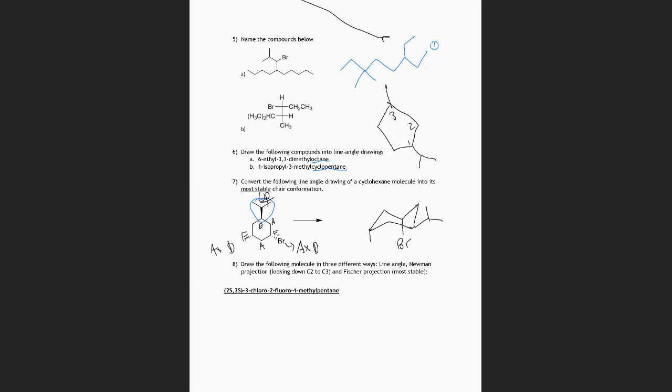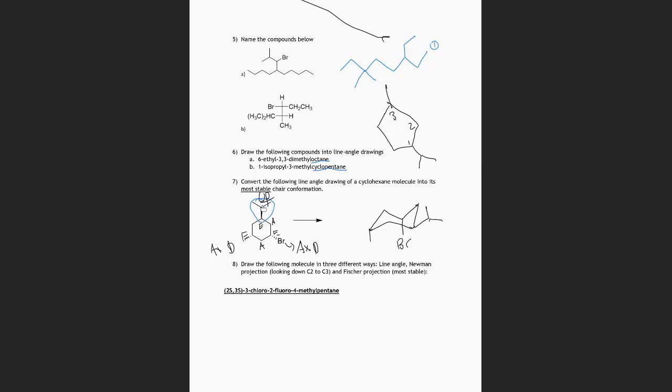Will the dashes and wedges always be? It depends on how you want to do it. Because I could have said, oh, this is going to be an axial position. Let's say it's going to be axial up. But then I would have to do a ring flip because we don't want the isopropyl group in the axial position. So I made this the equatorial, right? I said this position is always going to be equatorial.